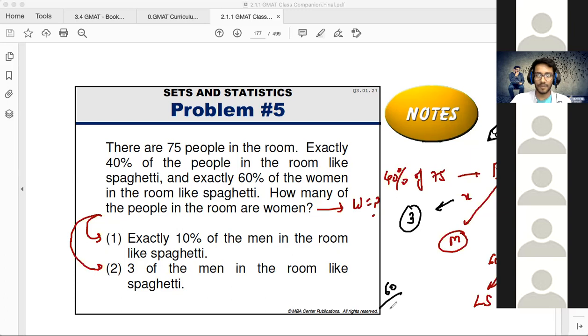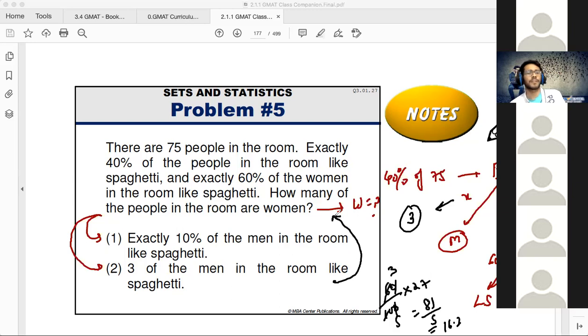60% is how much? 60 by 100 into 27. Close to 3, 2 just 6, 5, 2 10. How much? 27, 81 by 5. 16, 5 is 80. 16 women. So with using 2, I can calculate, right? Statement 2 is sufficient to answer.